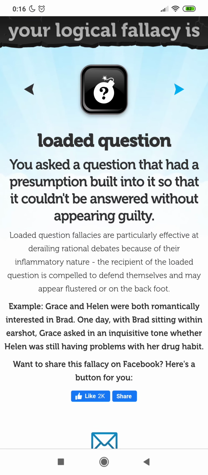Example: Grace and Helen were both romantically interested in Brad. One day, with Brad sitting within earshot, Grace asked in an inquisitive tone whether Helen was still having troubles with her drug habit.